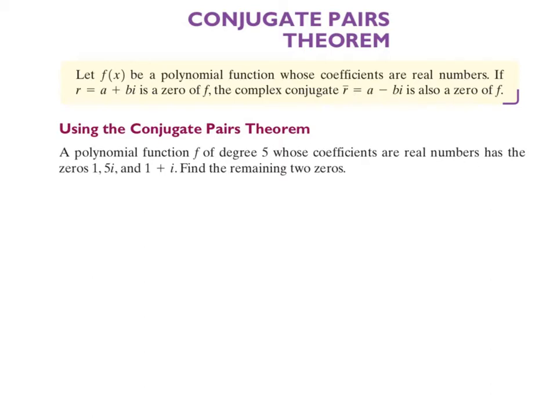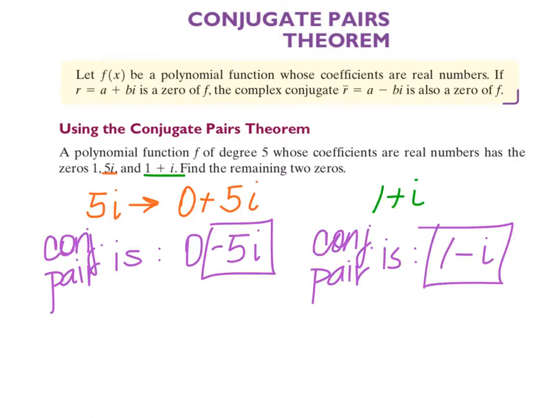So let's use that idea in an example. Let's say I have a polynomial function of degree 5 whose coefficients are real numbers. So it has zeros of 1, 5i, and 1 plus i. Let's find the remaining 2 zeros. First I need to identify what my complex roots, or my complex factors, are, and then figure out what their conjugate is going to be. So 1 is a real number. -1 is not going to be the conjugate pair to that, unfortunately.